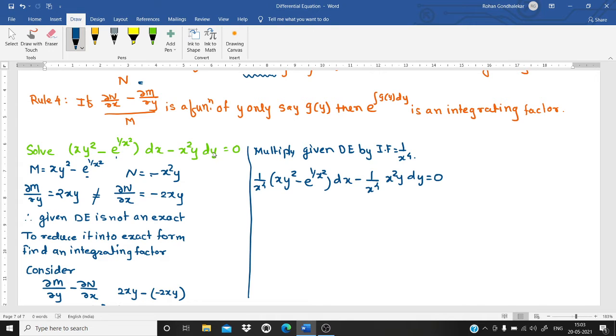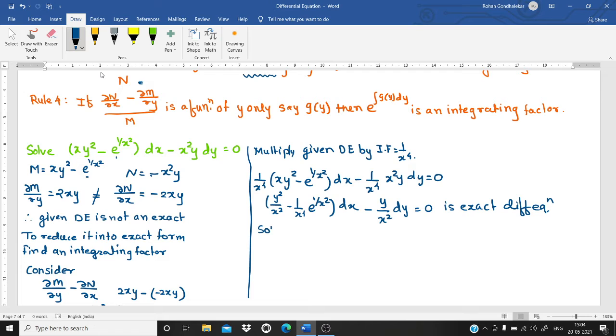So when we multiply it inside, we get x upon x raised to 4, which gives me y square upon x cube in the first term, minus 1 upon x raised to 4 into e raised to 1 upon x square dx, minus, with this x raised to 4 and x square, we get y upon x square into dy equals 0. So this is an exact differential equation.